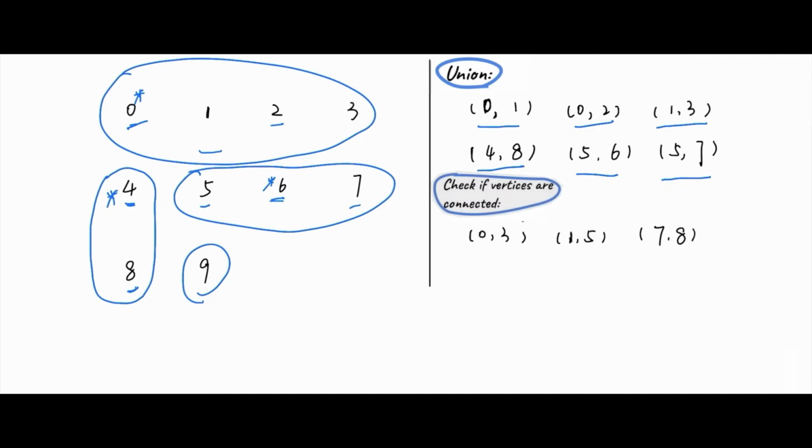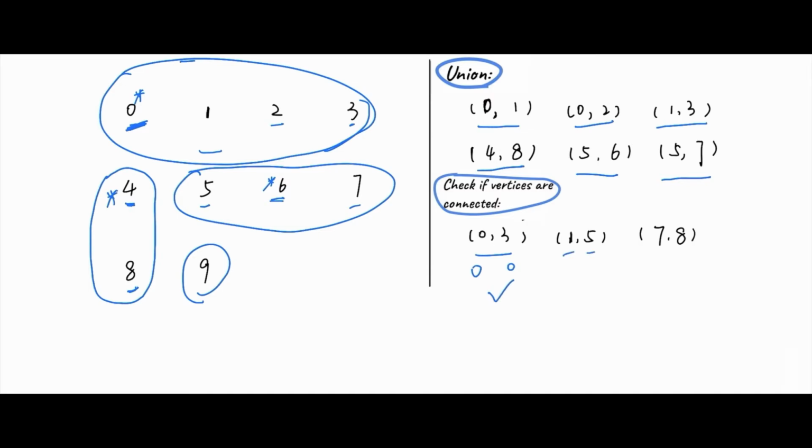Now we are ready to check if the given two vertices are connected or not. In other words, we are checking if the two vertices are in the same set. For the first example, we have the nodes 0 and 3. For 0, the root of the set is 0. 3 is also in the set, so its root is 0 too. We realize that since they have the same root, they must be in the same set.